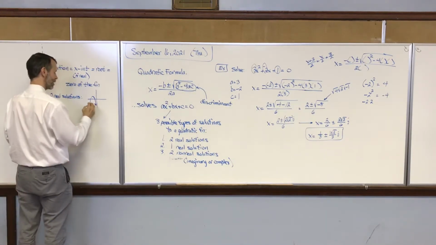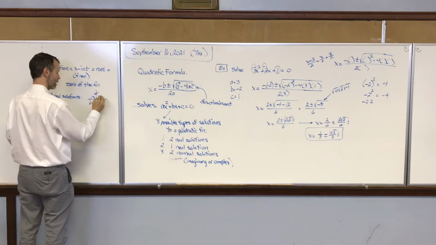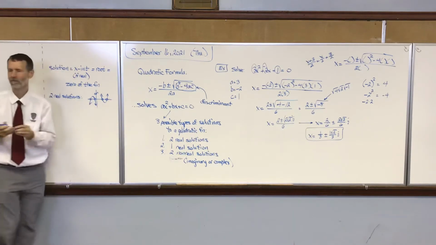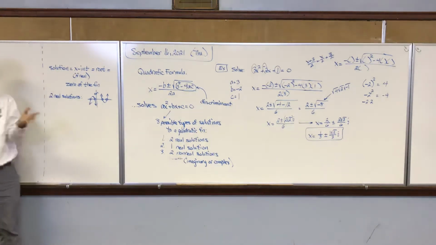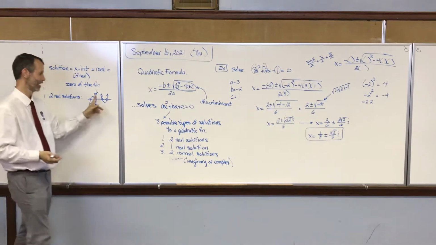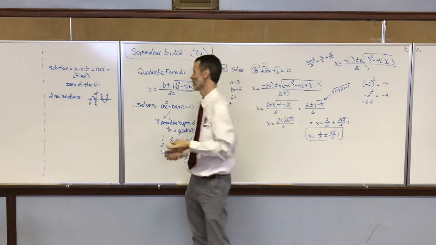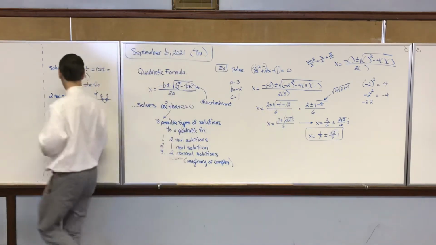Like this, or like this. In other words, if it hits the x-axis twice, then you know you're just looking at it. 2 real solutions. How do you know they're real? Because you can see them. Seeing is believing in this particular case.